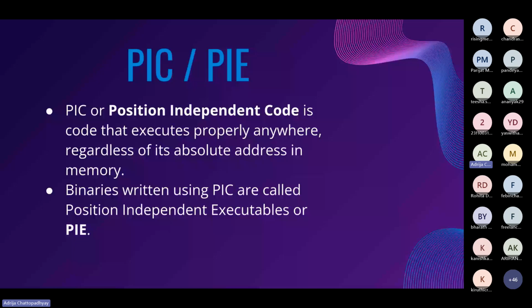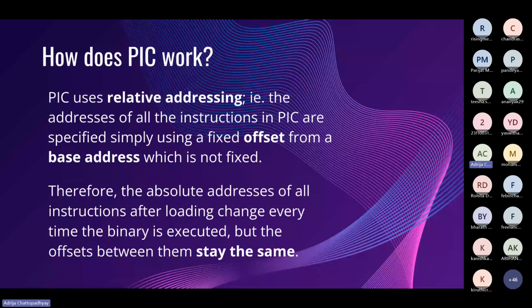So how does PIC work? PIC uses relative addressing. The addresses of the instructions in PIC are specified simply using a fixed offset from a base address, which is not fixed. So it loads the entire thing in a random place in memory. The base address will change, but the offsets of other functions from the base don't change.